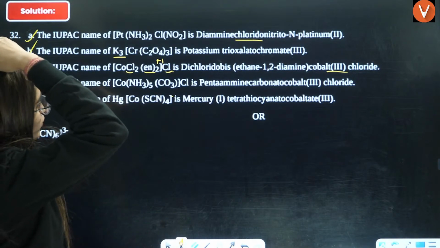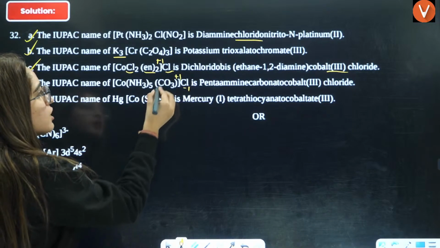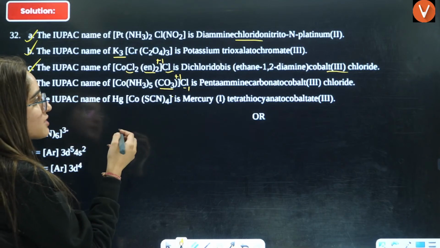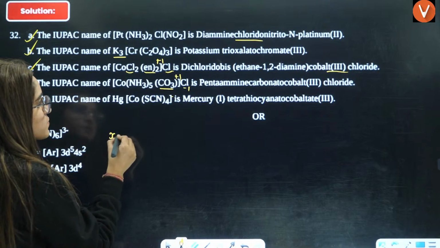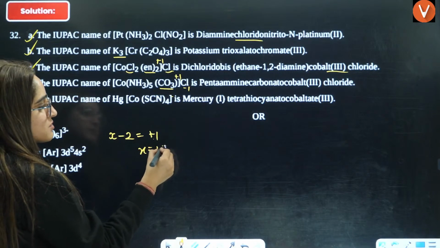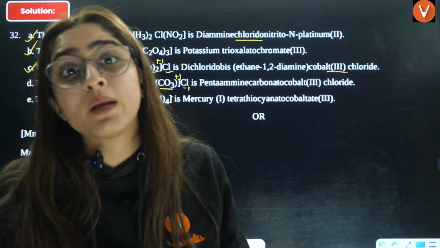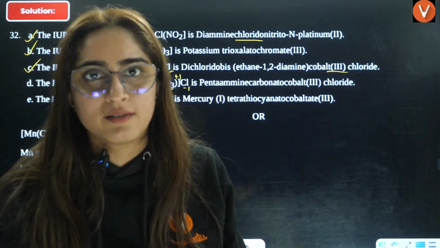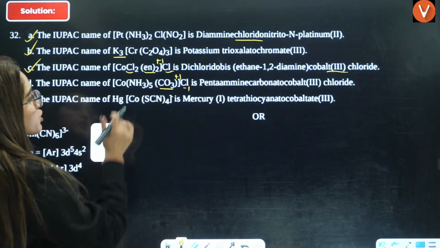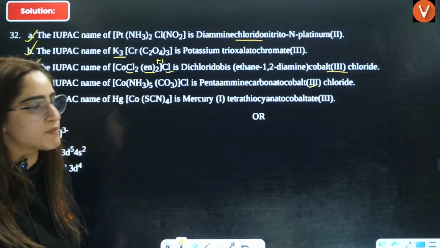Again, you just have to calculate it. This is minus 1, this will be plus 1. CO3 is exactly minus 2, so x minus 2 is equal to plus 1, so x is going to be plus 3. Because CO3 is a negative ligand. CO3 minus 2, carbonate, that is the ligand, right? Carbonato it is called, right? So here it is going to be plus 3. That is why over here in the bracket you have plus 3.